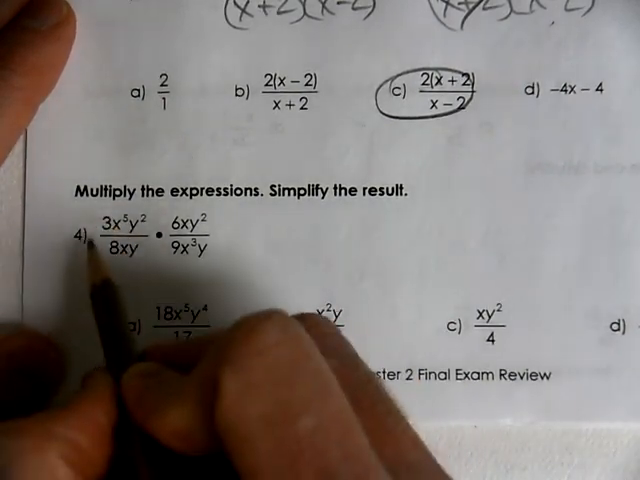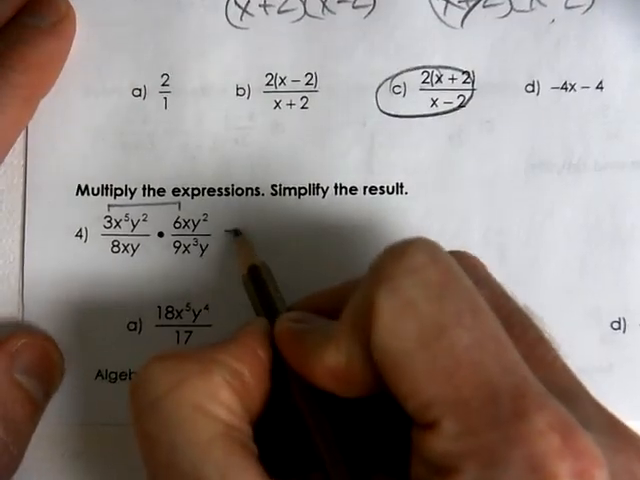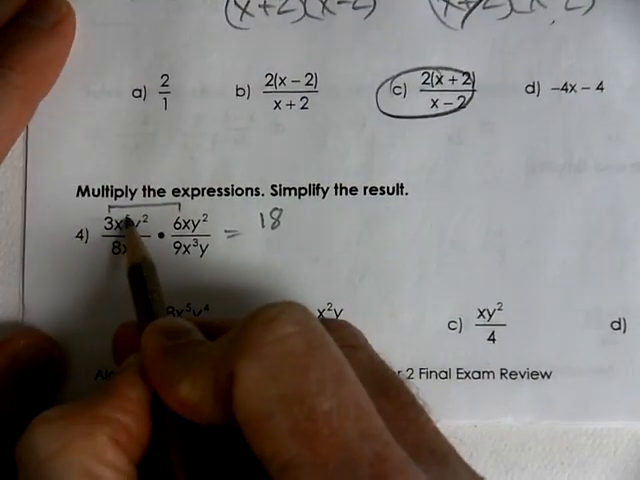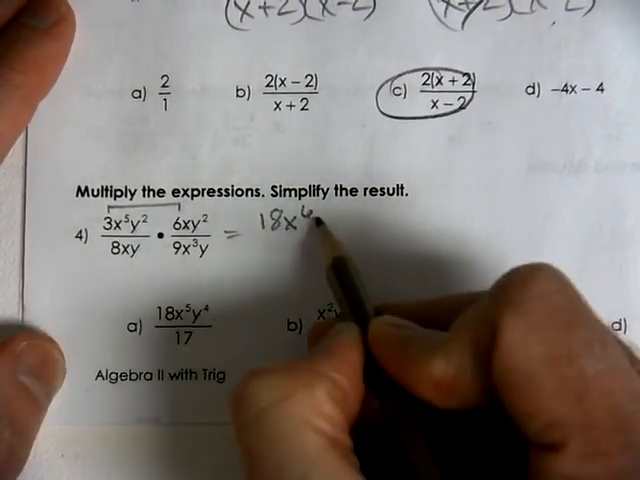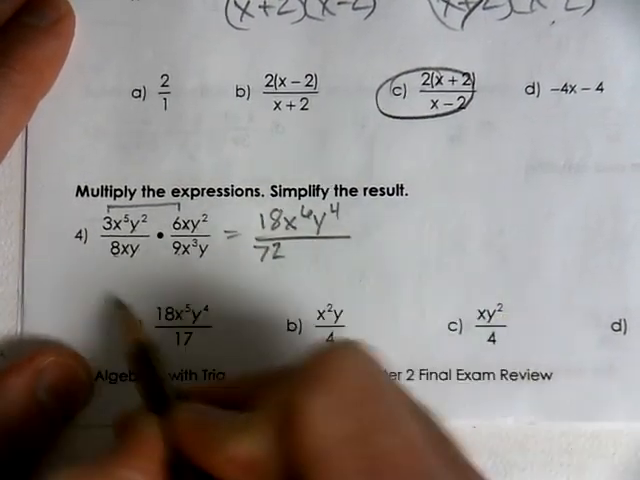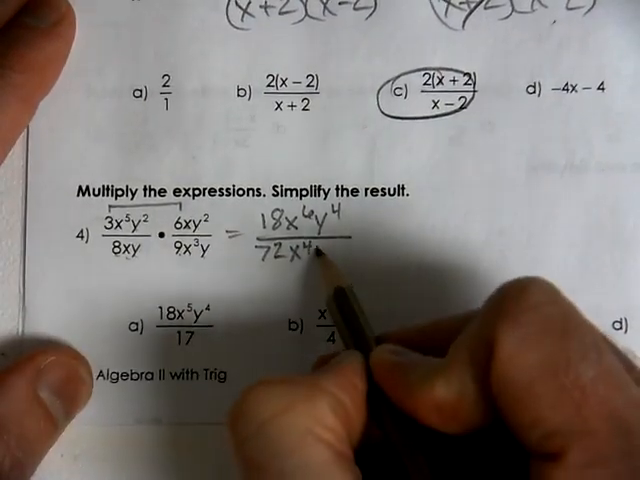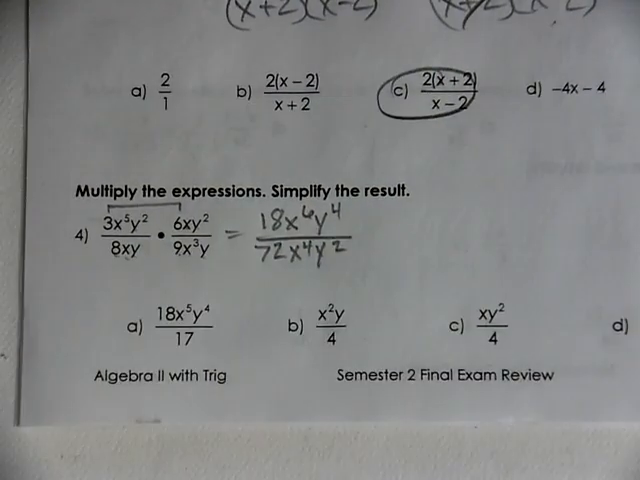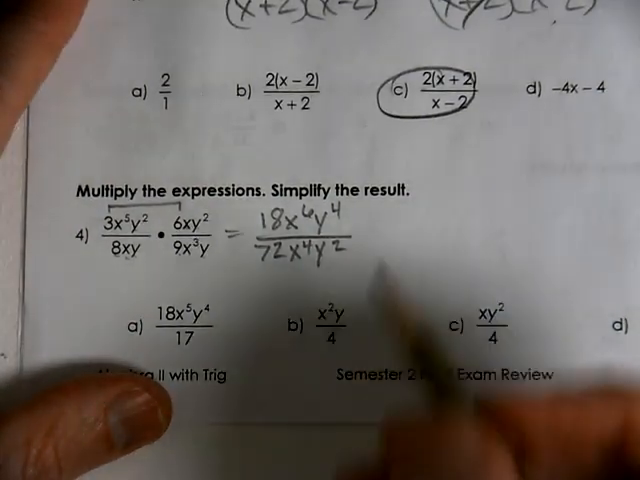Here, there's different ways we could do it. We could say 3 times 6 is 18. X to the 5th and x is x to the 6th. Y to the 4th. 72. X to the 4th, and y squared. Sometimes that helps because it just eliminates out some other reducings. Now we will have to go back and reduce the rest of the way.